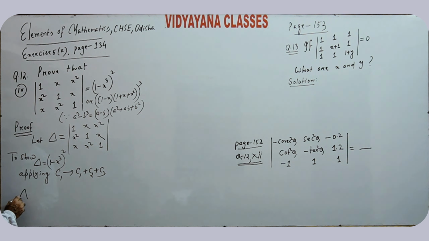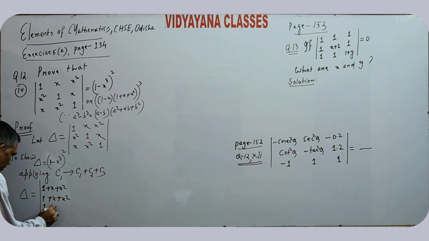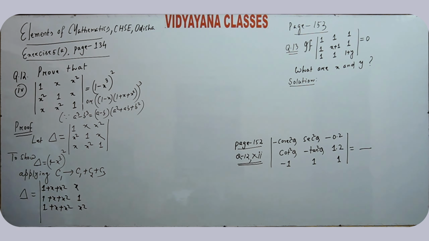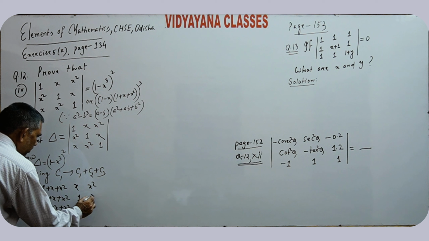So del is equal to determinant C1 plus C2 plus C3: 1 plus x plus x square, 1 plus x plus x square, 1 plus x plus x square. No change of column 2: x 1 x square. No change of column 3: x square x 1.